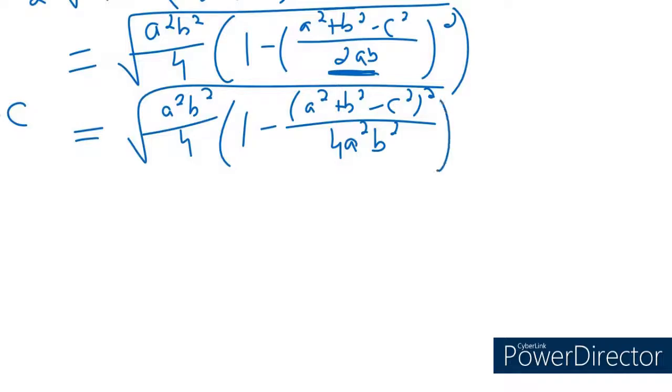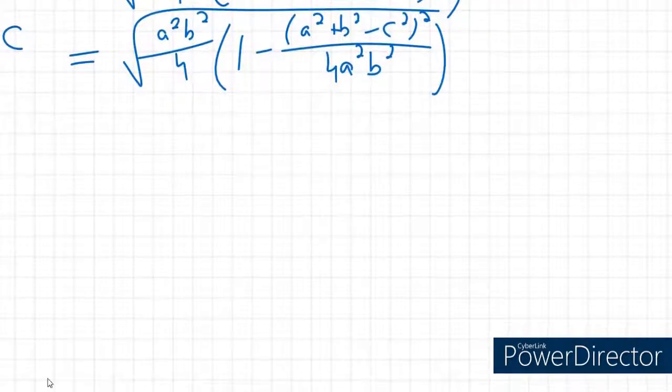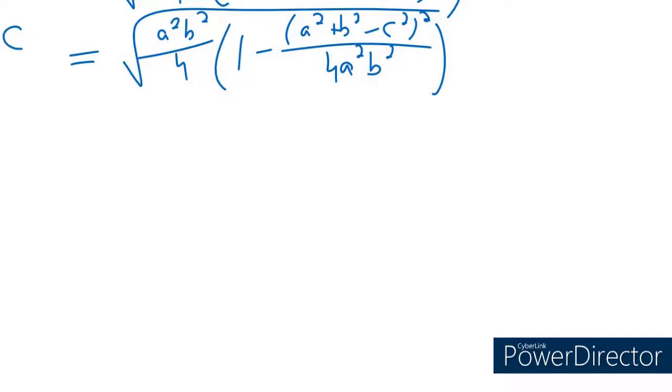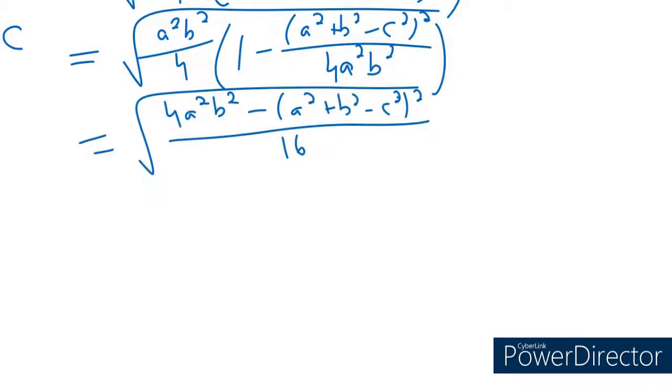How this is going to help exactly, I'll scroll down a bit and we'll see right now. So here I basically wrote everything out for you. What we're doing here is basically multiplying all this out, and when we multiply it out, it all simplifies to this radical over here: 4a squared b squared minus a squared plus b squared minus c squared, whole squared, over 16. You can just get this from simplifying the above part over here.